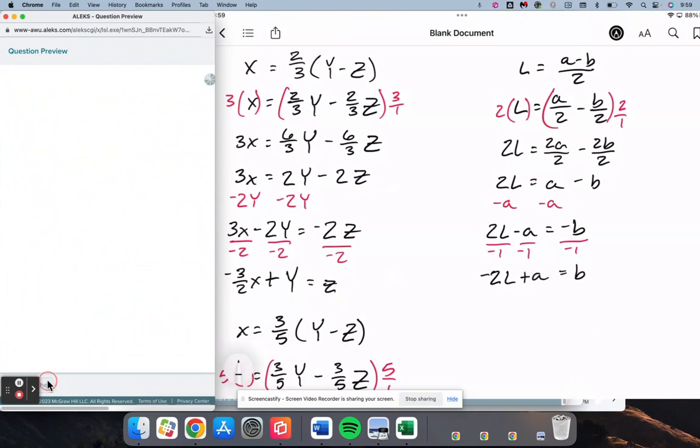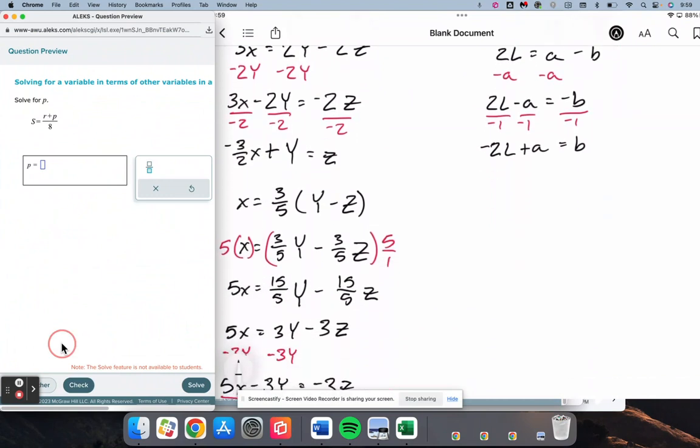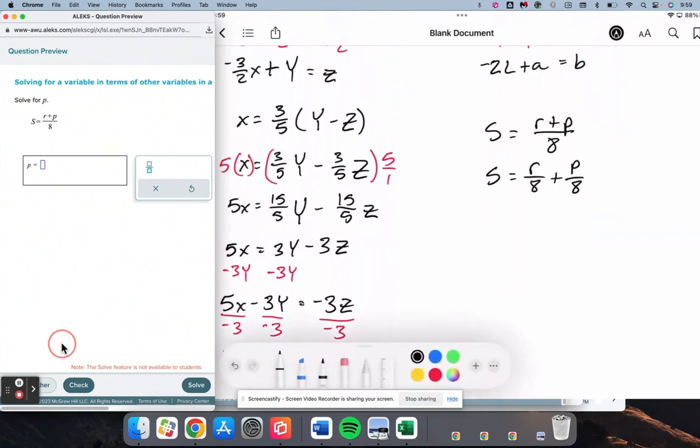Okay, and we'll do one more. And I'm going to make it be that style again. Okay, so we have S is equal to R plus P over 8. We're solving for P. And so I'm going to rewrite this as I did last time. S is equal to R over 8 plus P over 8. I can see our denominator is 8. I'm going to multiply both sides by 8.